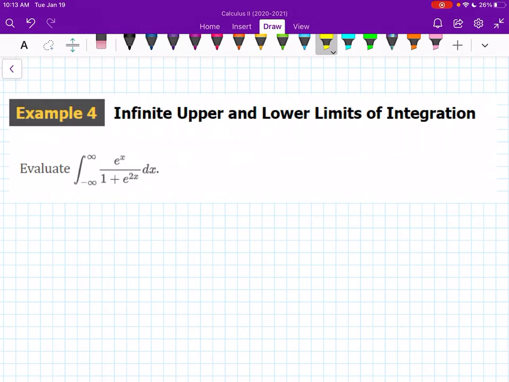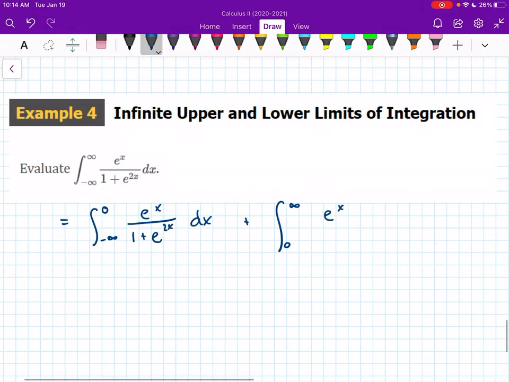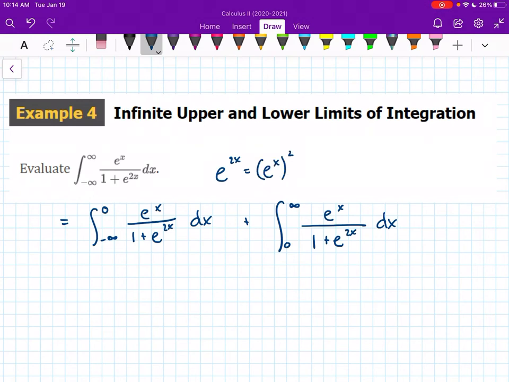Infinite upper and lower limits of integration. For this one, the first thing we're going to do is split that up from negative infinity to 0, plus 0 to infinity. And then if I look at this, I can think about e to the 2x as e to the x squared. So then I have 1 plus something squared.